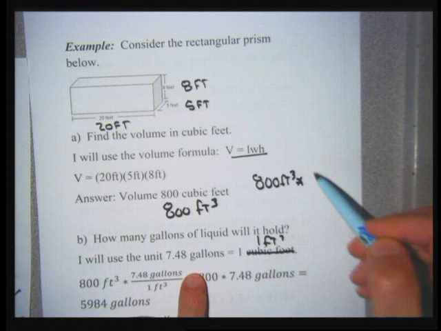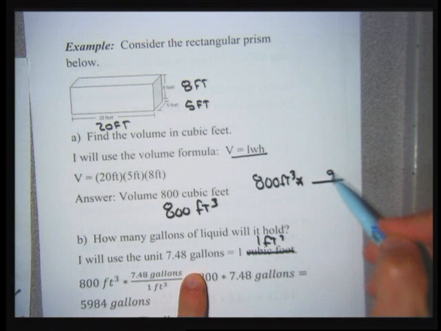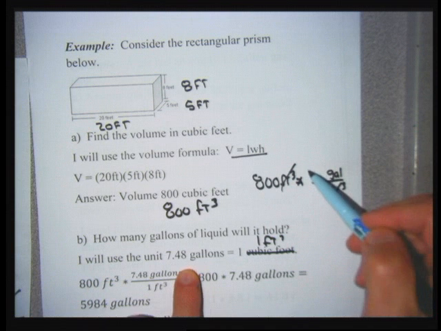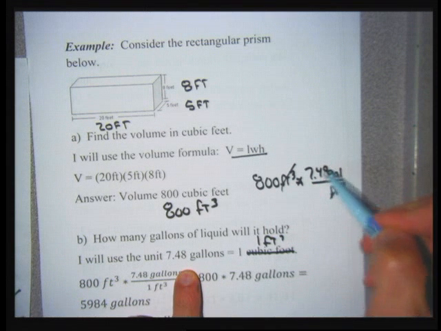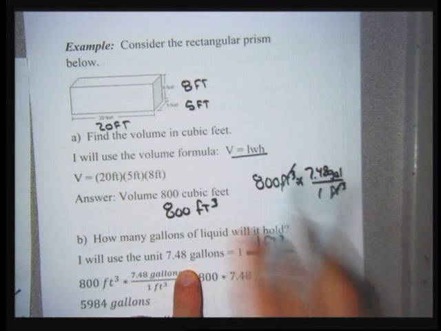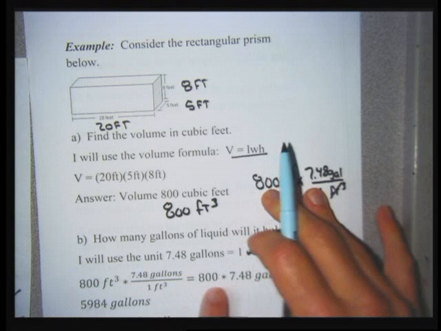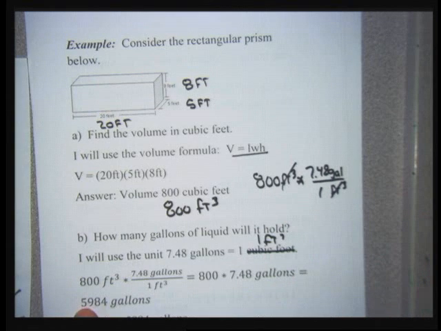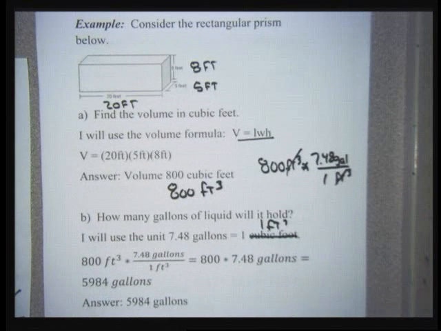I want to end up with gallons, so in the numerator I'm going to put gallons. I want to get rid of cubic feet, so I'm going to put cubic feet in the denominator. I'm going to cancel the cubic feet, put the numbers in. 7.48 gallons is 1 cubic foot, and I just multiply these. And when you multiply those, because it's just a 1 in the denominator, you get the number of gallons, and apparently that comes out to 5984, assuming I did okay with my calculator.